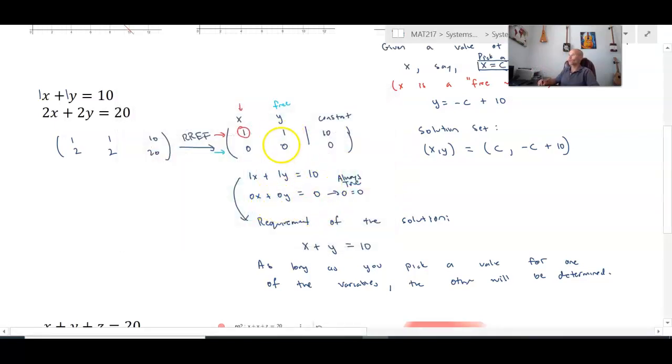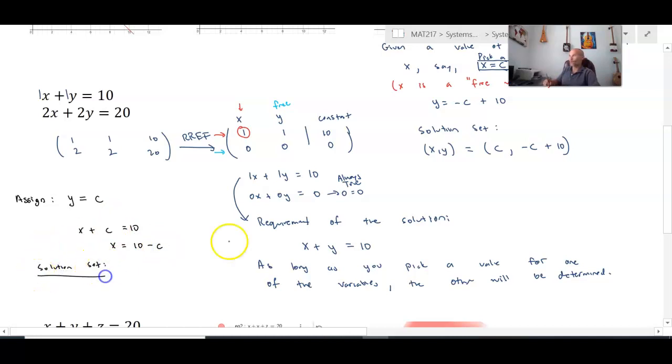Okay, so what we do at this point is we say, let y be the free variable. Let's just go with this for a second. y equals c. So assign y to be a constant value. And at that point, if y is assigned to be a constant, that means that x plus whatever we plugged in for y has to equal 10. And that means that x would have to equal 10 minus that constant.